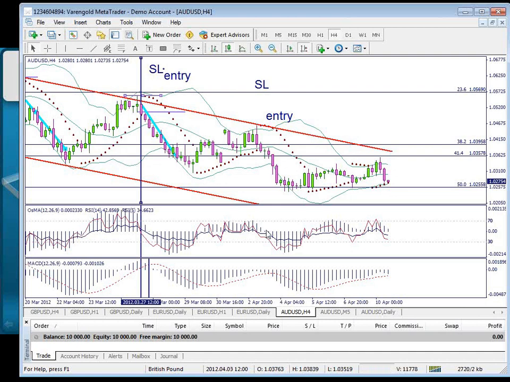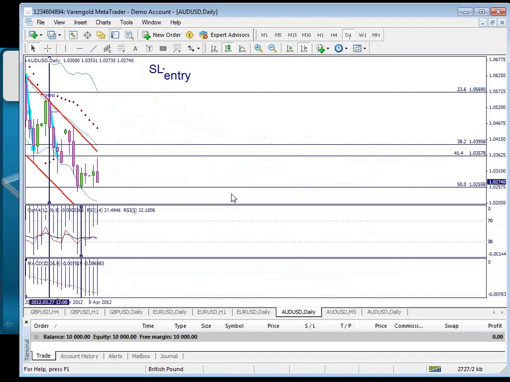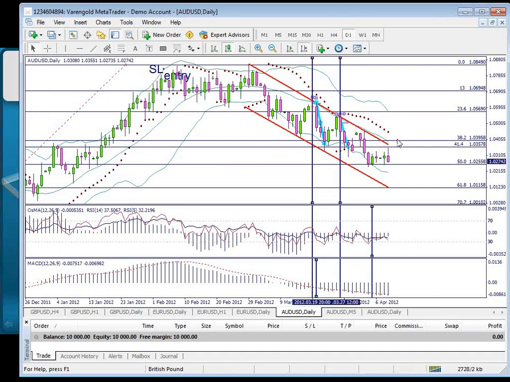At this moment, I'm not recommending. Somebody is asking me, can we enter a trade now on Aussie dollar? No, I'm not recommending one trade now, because here, even if we have one signal for buy, on daily basis, the signal is not yet confirmed.